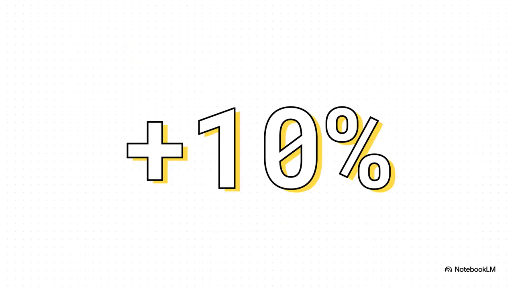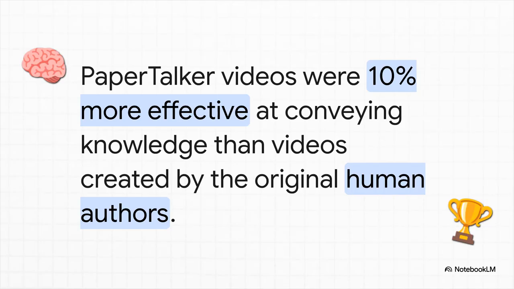In fact, when you boil all that data down, it comes to this one pretty shocking number, plus 10%. That's right. The AI-generated videos were 10% more effective at teaching the material than the ones made by the human experts. The AI was a better teacher. Now, why is that? The paper doesn't say for sure, but you have to wonder. Maybe an AI-structured lesson is just more logically pure, or maybe the pacing is more consistent than a human's can be? It's wild to think about.